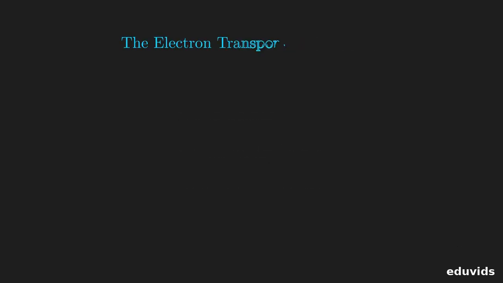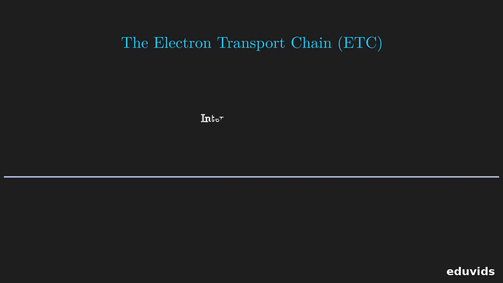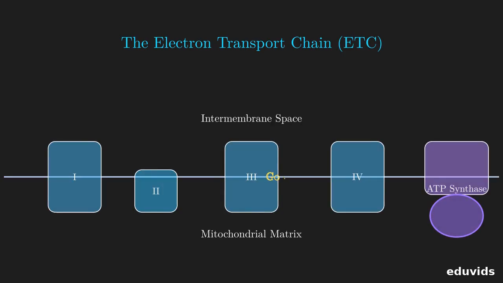The electron transport chain, or ETC, is the final step in cellular respiration. It takes place on the inner membrane of the mitochondrion in your cells. The main goal is to build a proton gradient that powers ATP production. This chain uses high-energy electrons from carrier molecules NADH and FADH2.